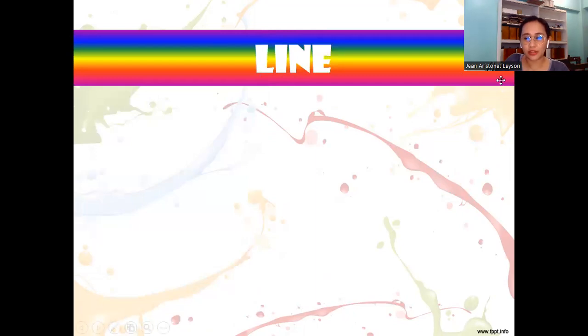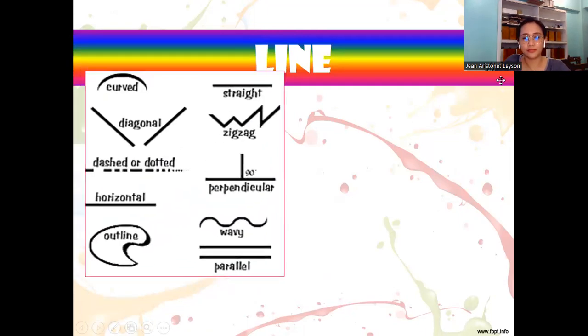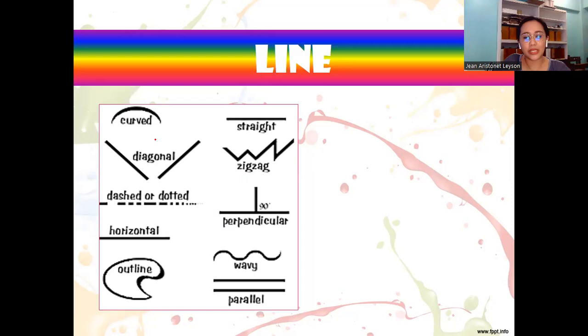So let's start with the very first element, that is what we call the line. Here we can see different types of line. We have curved, straight, diagonal, zigzag, dashed or dotted, perpendicular lines, horizontal, outline, wavy, and parallel lines. It's actually different in mathematics and in art because in math, if you say line, there's no other type of line but only a straight line. But in art, there are different types of lines.